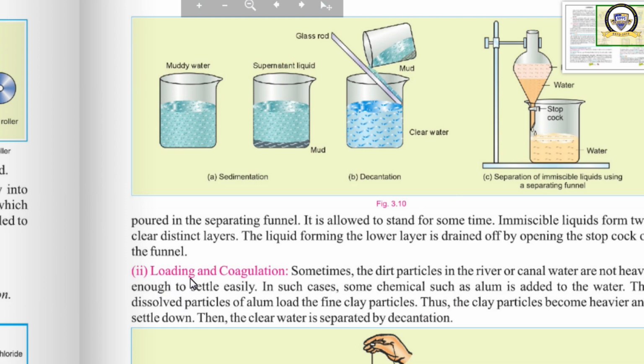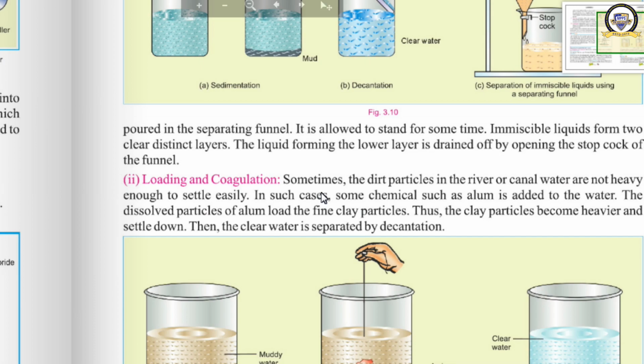Next one is loading and coagulation. Sometimes the dirt particles in the river or canal water are not heavy enough to settle easily. In such cases, some chemical such as alum is added to the water. The dissolved particles of alum load the fine clay particles. Thus, the clay particles become heavier and settle down. Then the clear water is separated by decantation.